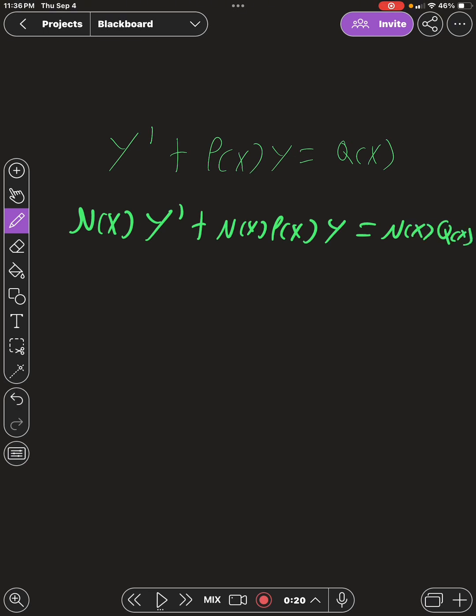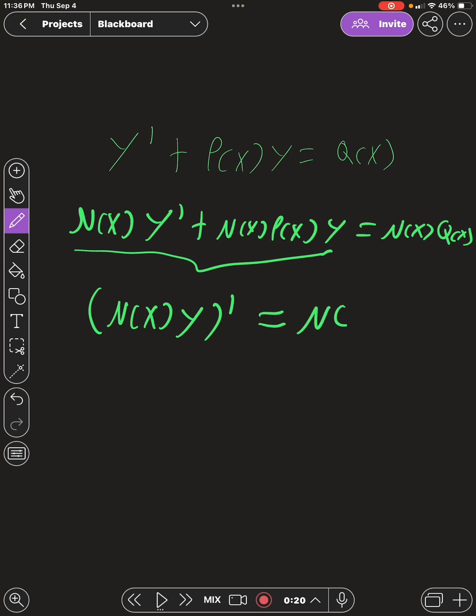But why do we do this? Well, remember our goal is to actually solve for y. We want a function y in terms of x. We don't really want y prime, we want y itself. So what we try to do here is get this left side into the form we want. We want it in the form mu of x y, all prime, is equal to mu of x q of x.